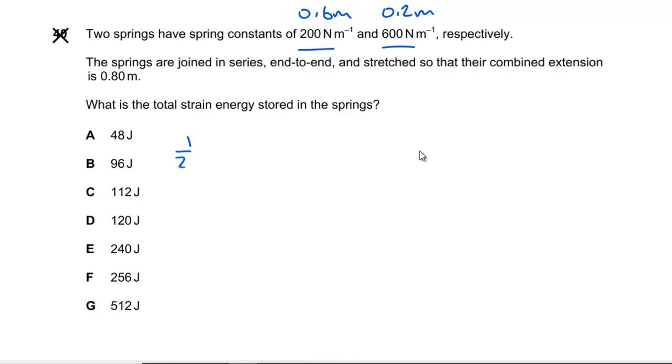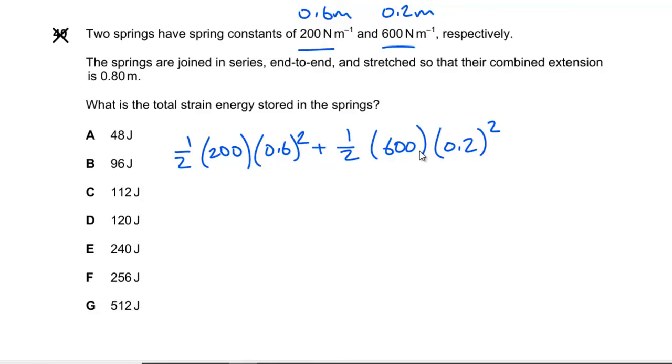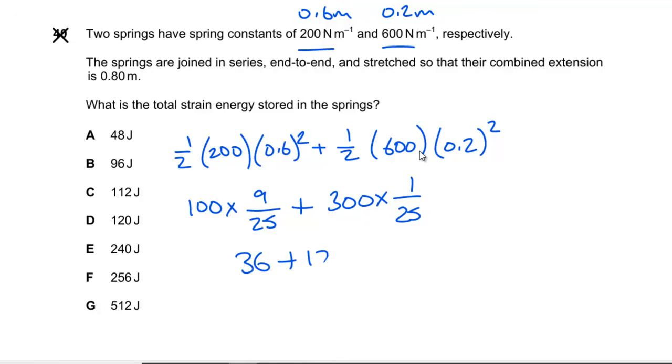So I can now do a half k times x squared, so that's 0.6 squared, plus a half of the k, which is that, times 0.2 squared. So that's 100 times 3/5, so 9/25, plus 300 times 1/25. So what have I got here? 36, and then 12, so 48.